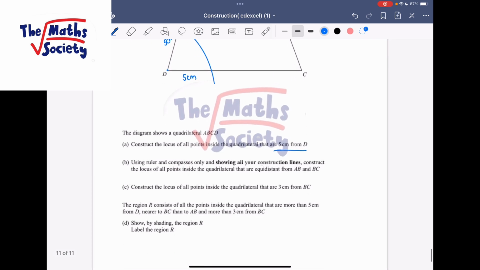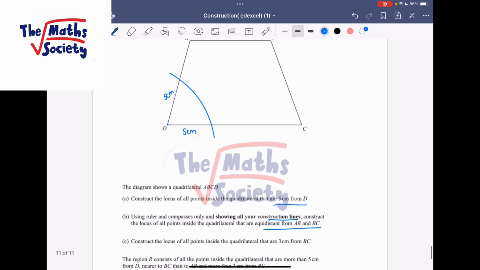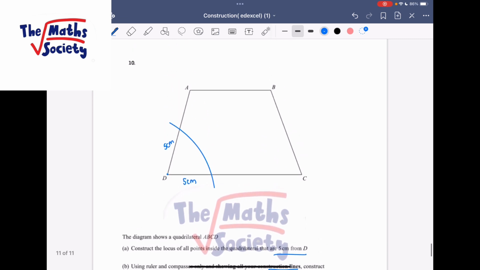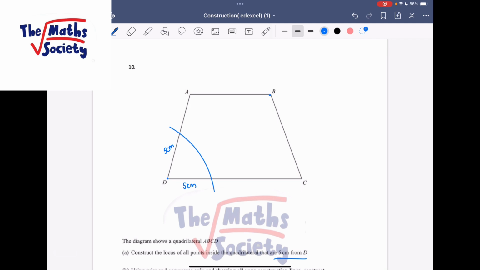And it says that using ruler and compass, drawing all the construction lines, construct the locus of all points inside the quadrilateral equidistant from AB and BC. So from AB and BC, we're going to have to do the same thing, which is going to be like the bisector of it. So you're going to use AB and BC, right? Going to use these parts. Going to have some here, and we're going to use it.